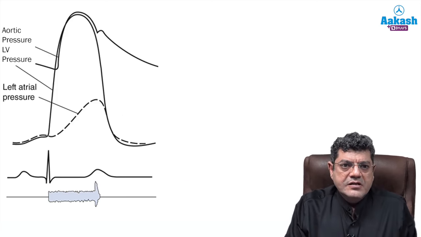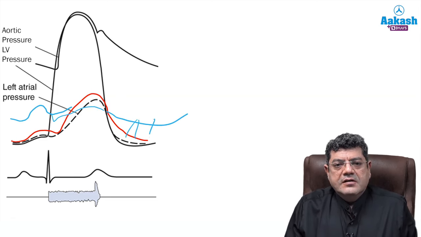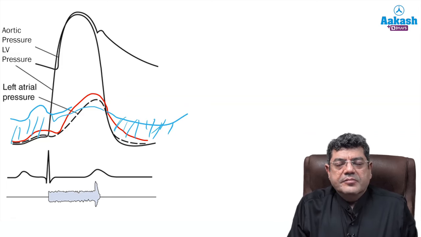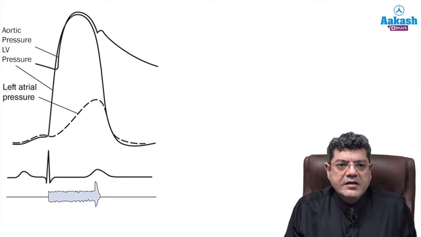Okay, so this here is the atrial pressure. So in mitral stenosis, we saw that the atrial pressure was significantly higher than the left ventricular pressure, correct? That's the presystolic accentuation of the murmur, the atrial contraction which causes presystolic accentuation.